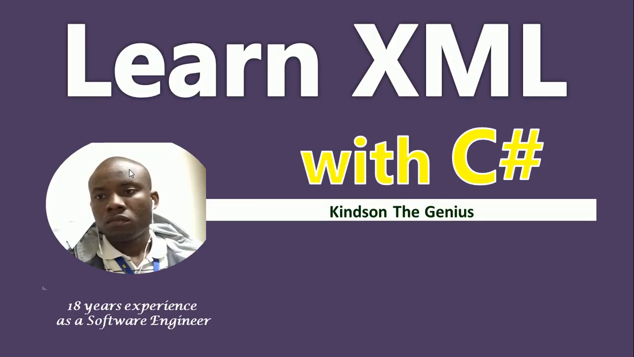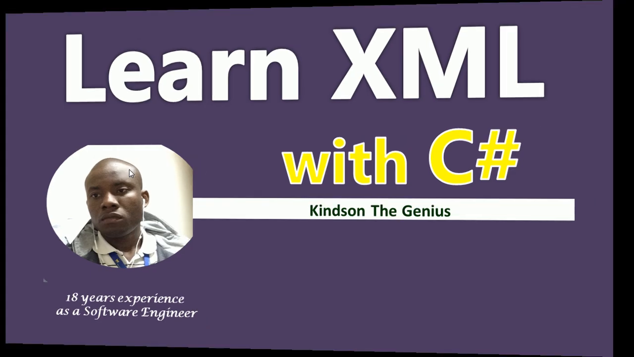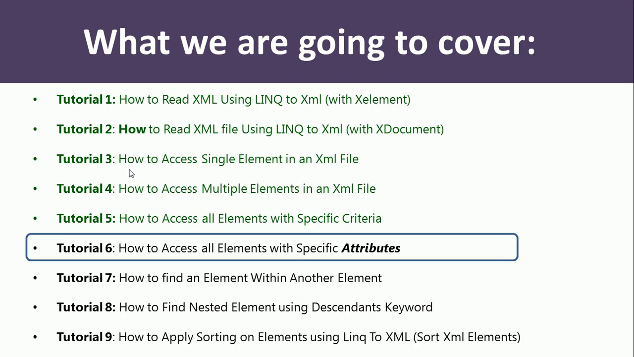Hello, welcome to the LINQ to XML tutorial with C#, and today we continue from where we stopped. Where are we in the stream of time? We are in tutorial 6, how to access elements based on specific attributes. Now I highlighted these attributes because it's very important.